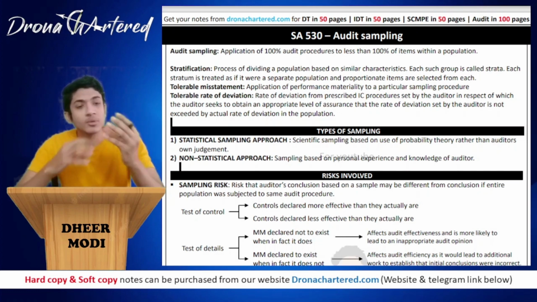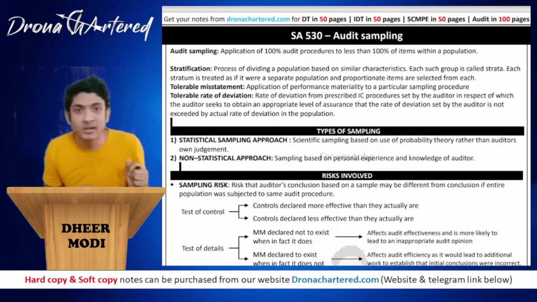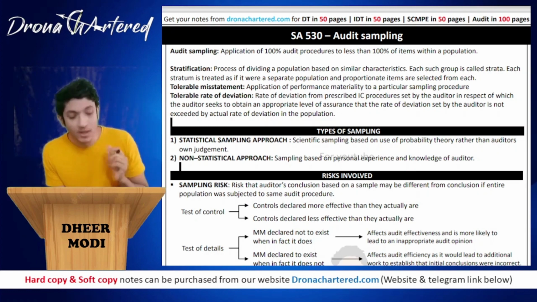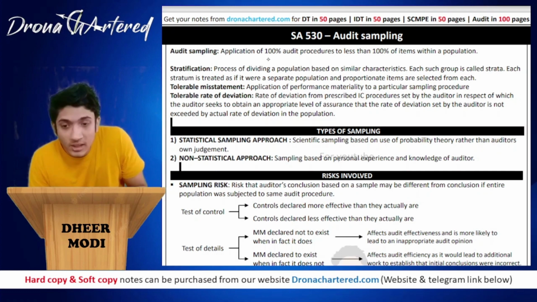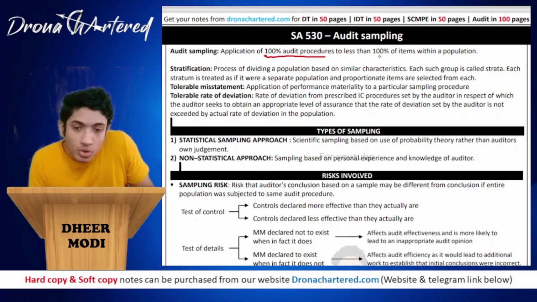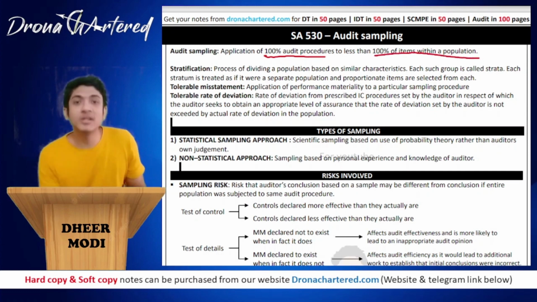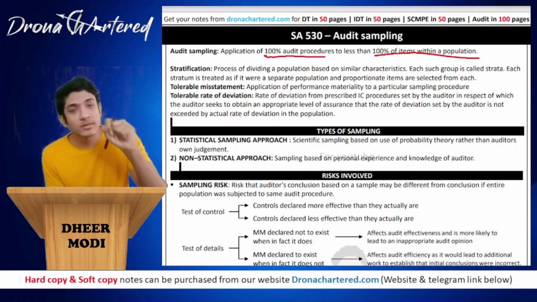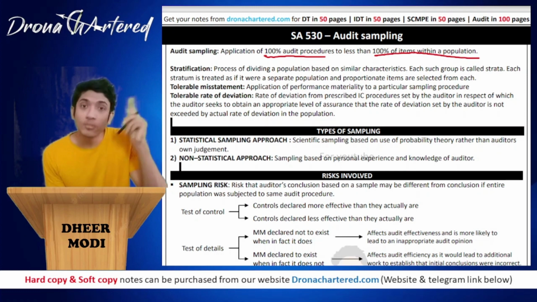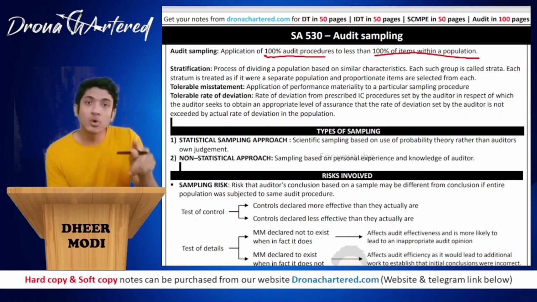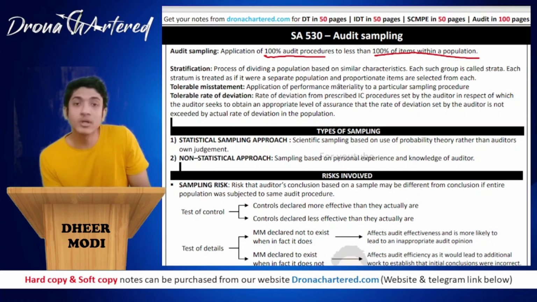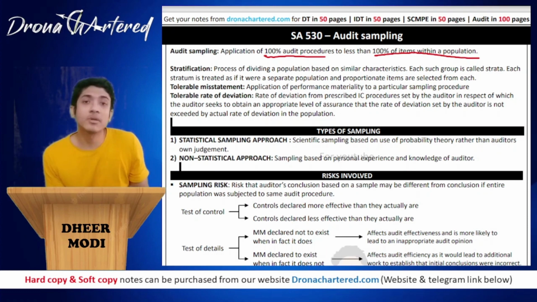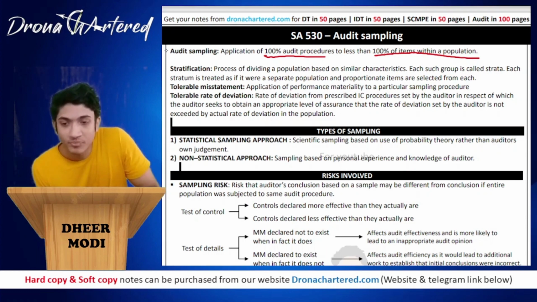From the whole population, you will pick out certain samples, certain transactions, certain disclosures that you will check. So audit sampling is nothing but application of 100% audit procedures to less than 100% of items within a population. 100% of procedures, that is, you will perform for all the samples that you select. You will perform all the procedures, but you will not perform them on the entire population. So 100% of audit procedures to less than 100% of items within a population. Okay, so this is your most important definition.